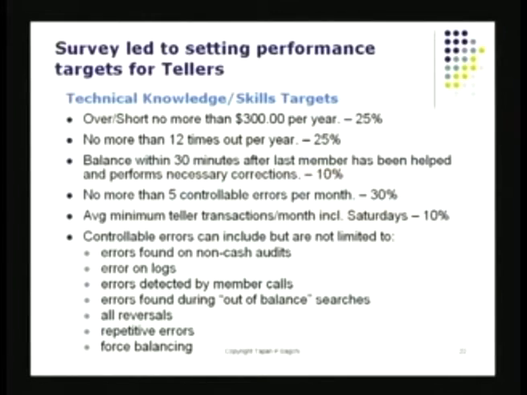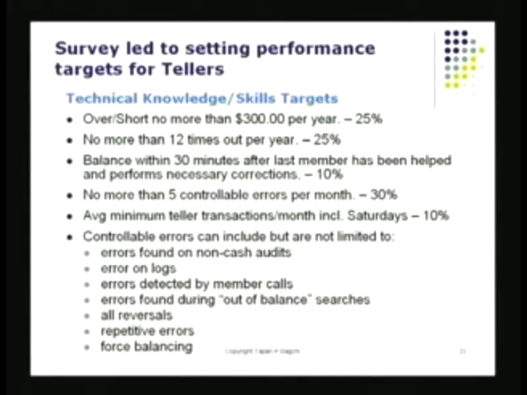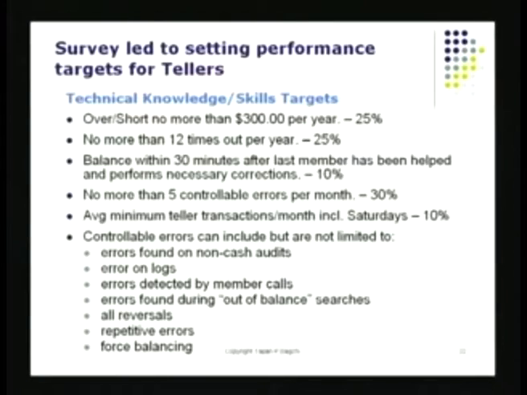Now, what did they find in terms of details? In terms of technical knowledge and details, they found several things. And they did set targets for it. They wanted to make sure that they put some specs out there, and these specs were such that if they were met, they would end up having a delighted customer. Over or short, this is like a count that the teller makes at the end of a day, and that should not be more than $300 per year, and that would be given a weight of 25% in terms of technical skills or knowledge.